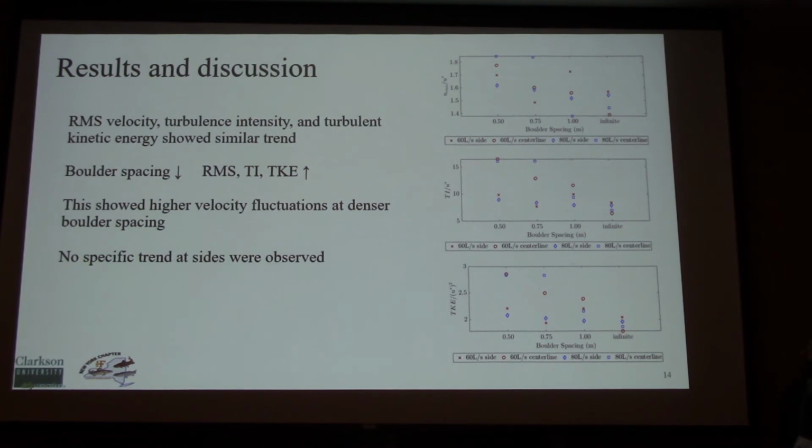Also, turbulent parameters, roughness velocity, turbulence intensity, and turbulent kinetic energy show a similar trend. When boulder spacing decreased, these parameters increased. It shows actually higher velocity fluctuation and turbulence when we decrease the boulder spacing. Also, no specific trend was observed at the sides.